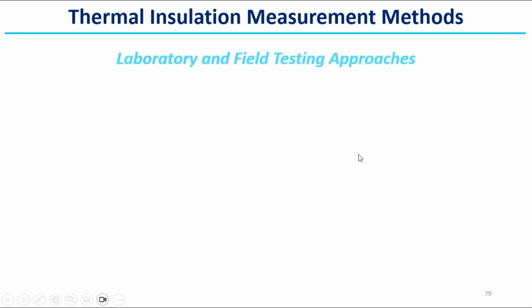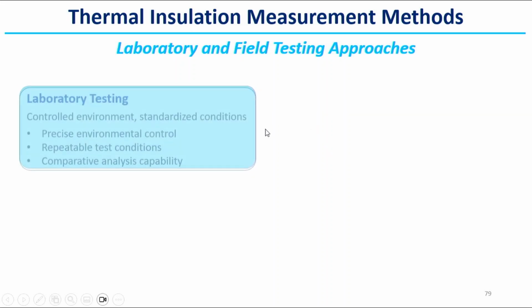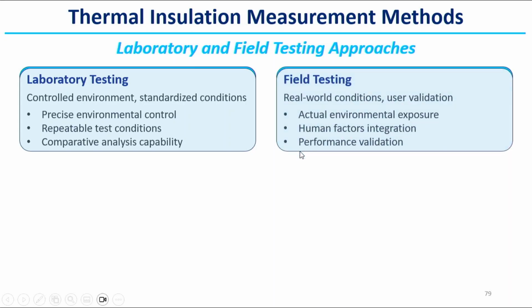Thermal insulation measurement method, there are different types of measurement methods in laboratory and field testing approaches. In laboratory testing, the control environment and standardized conditions are there, precise environmental control will be there, repeated test conditions will be there. In field testing, basically actual human factors are integrated, as we have discussed, that wear trial technique. So, actual environment the material will be exposed to, the thermal insulation is measured in actual environmental condition, like extreme cold climate clothing.